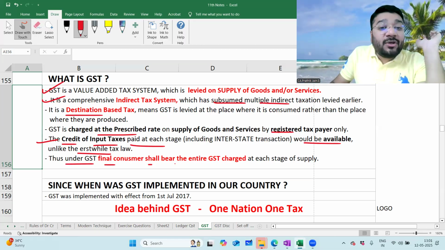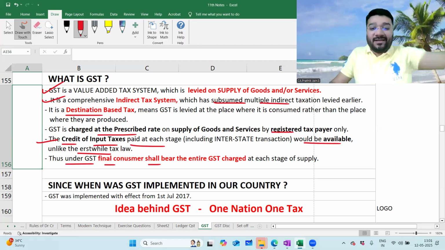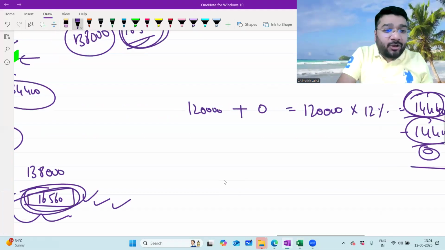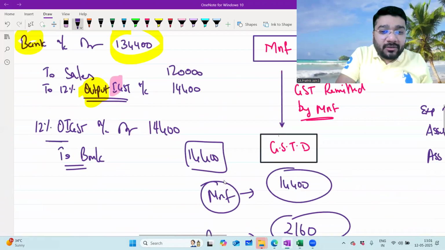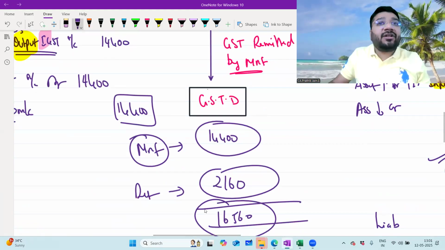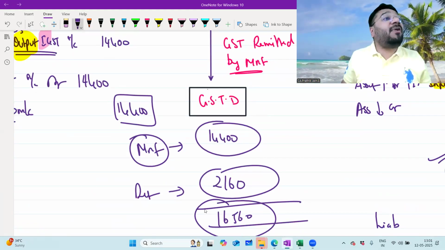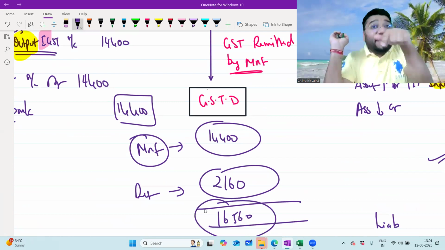And finally, the GST, who will bear? At the end, who's paying GST? You paid total how much to government here? In total, 16,560. The entire 16,560 came from whom? From where? End customer. Initially, retailer paid.